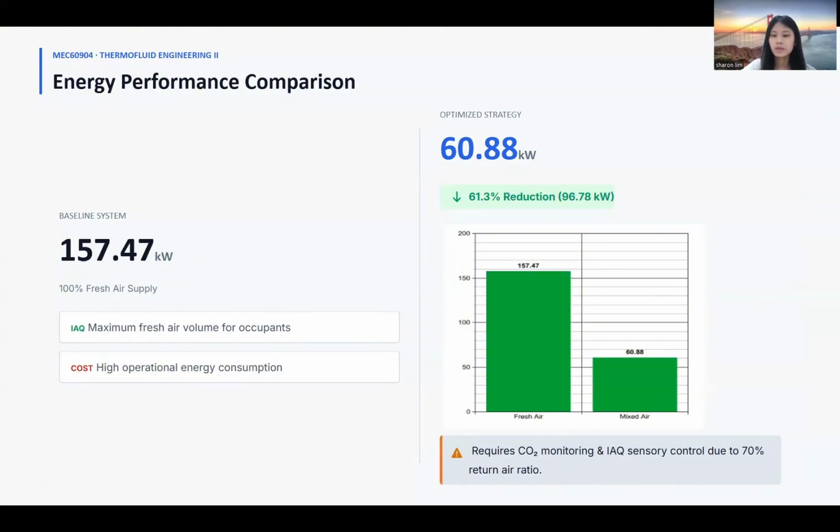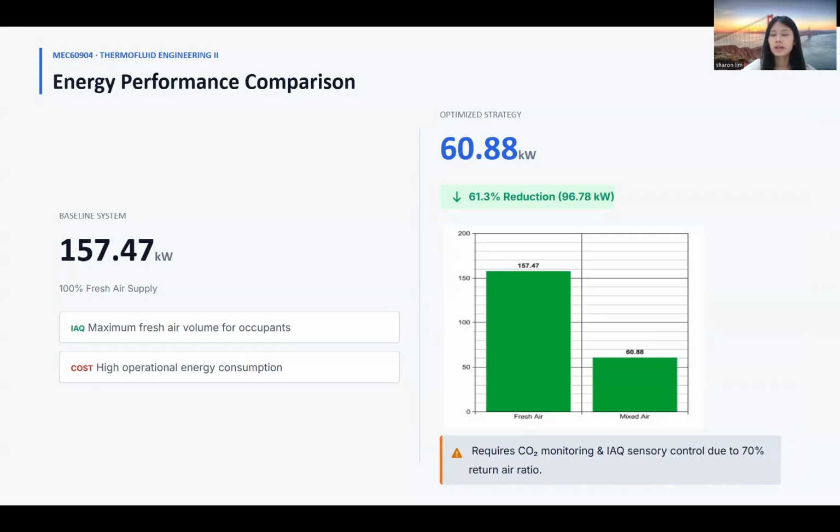Based on the values presented in this slide, this significant reduction is achieved because the return air has already been cooled and dehumidified before mixing. So consequently, the cooling coil removes much less heat than in the fresh air system.